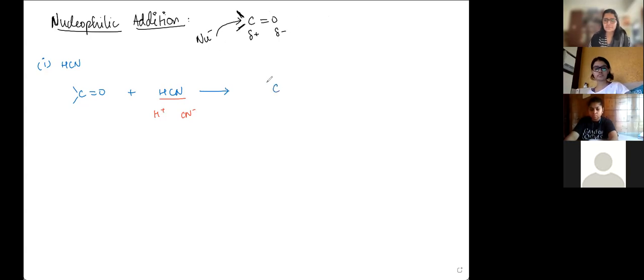So you get C, here CN gets added, and here O is already there, H is added to this O. Write it a little more neatly. What you end up getting is tetrahedral carbon with OH and CN. The rest of it, whatever is here, remains the same. So if it's acetone, CH3 will remain. If it's an aldehyde, R and H will remain. So this is called cyanohydrin.